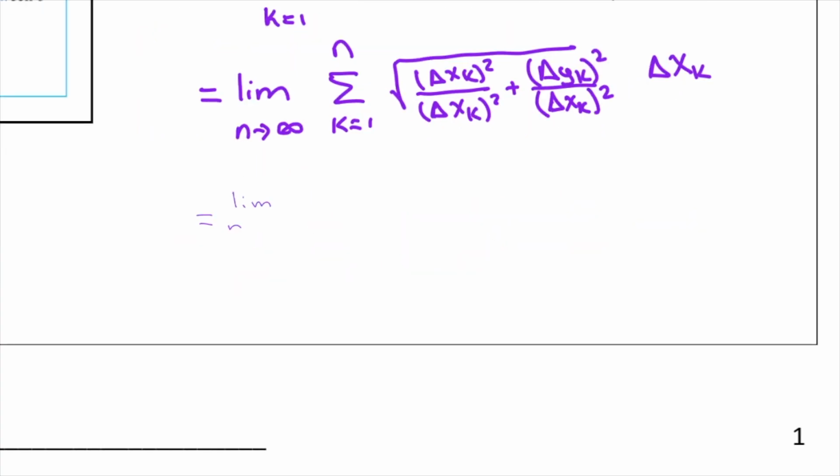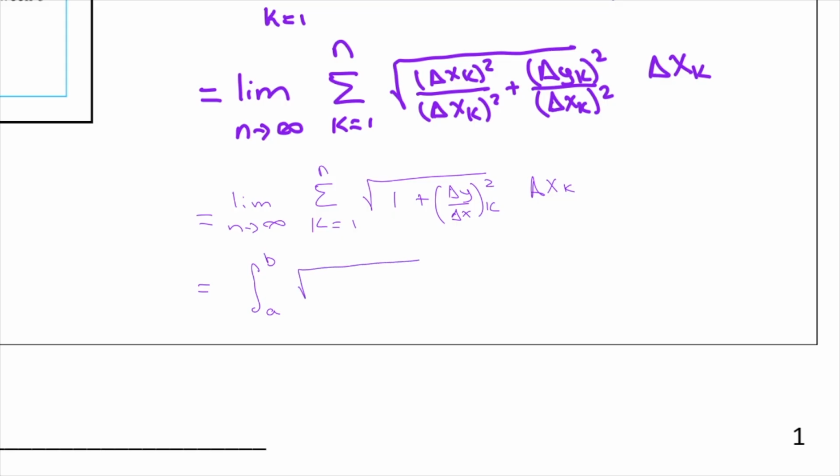So the limit as n goes to infinity, the sum k equals 1 to n can be simplified. We have the square root of 1 plus delta y over delta x sub k, squared, times delta x sub k. And now, since we have the definition of an integral, this is going to be the integral using your x values. So we'll go from a to b, the square root of 1 plus, do you recognize dy/dx when you see it? So we have (dy/dx) quantity squared, dx.